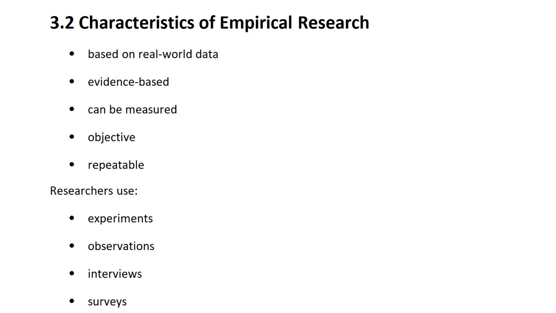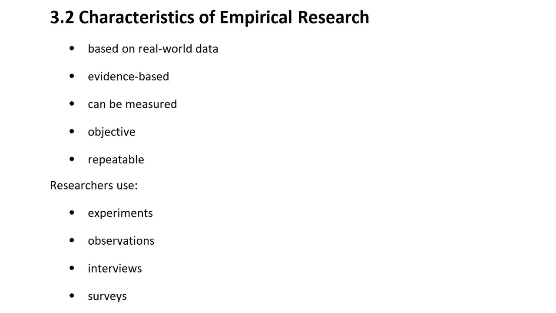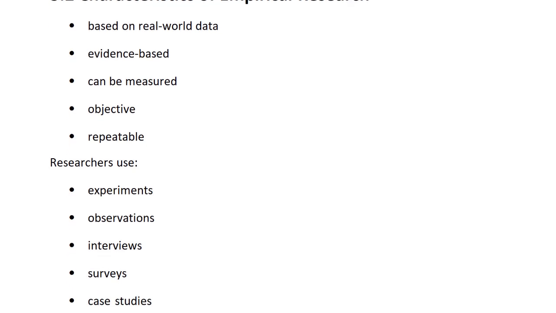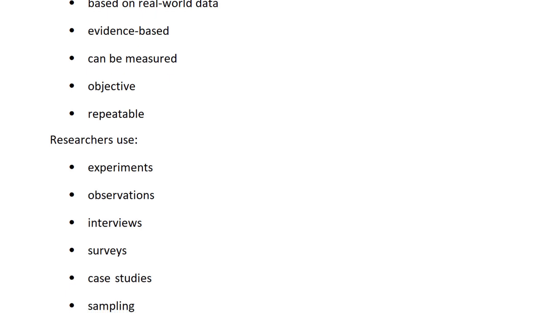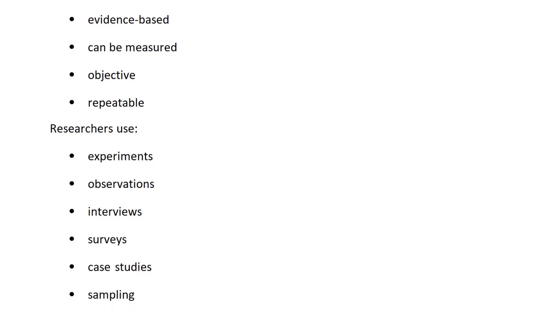What are the characteristics of empirical research? First of all, it is based on real-world data. It is evidence-based. It can be measured. It is objective and repeatable. And researchers use it for experiments, observations, interviews, surveys, case studies, and sampling.